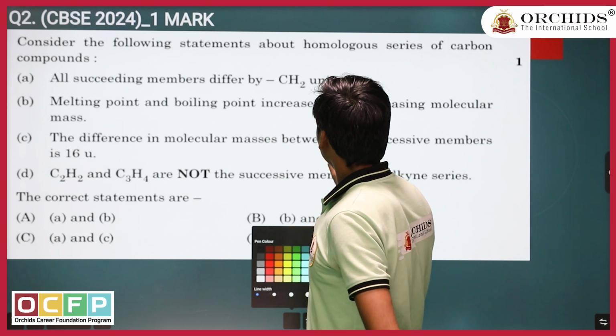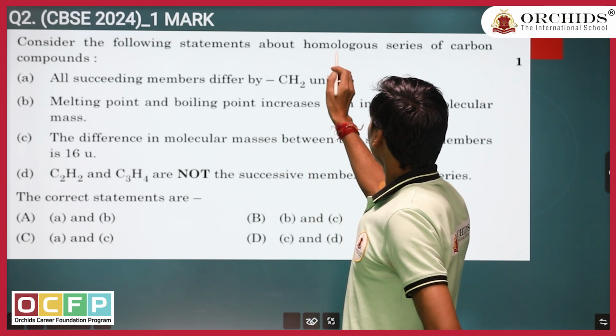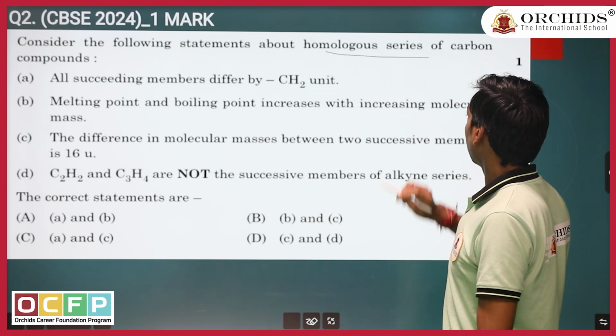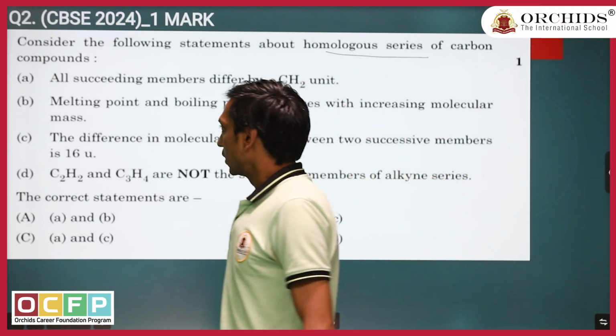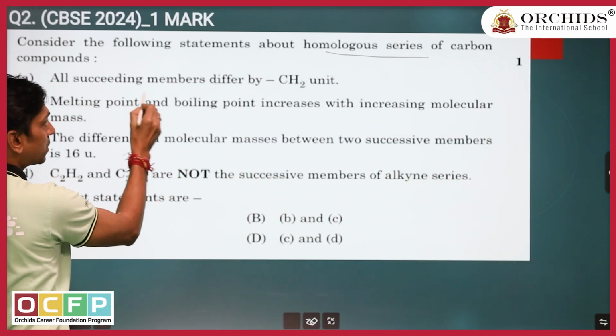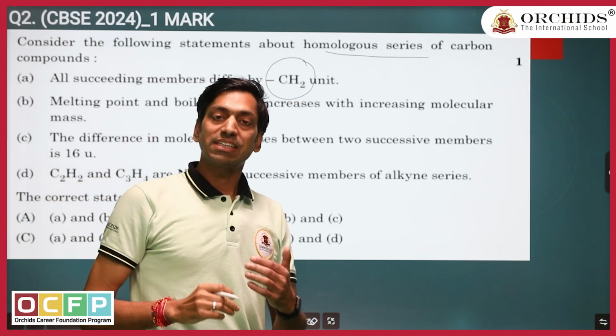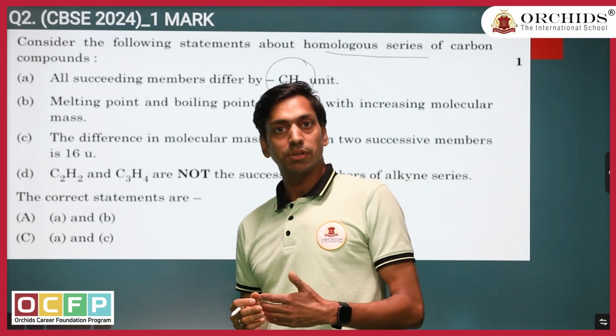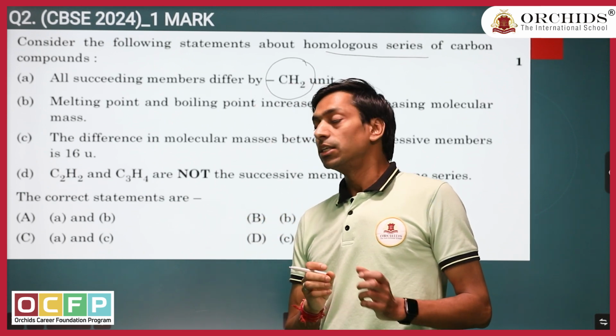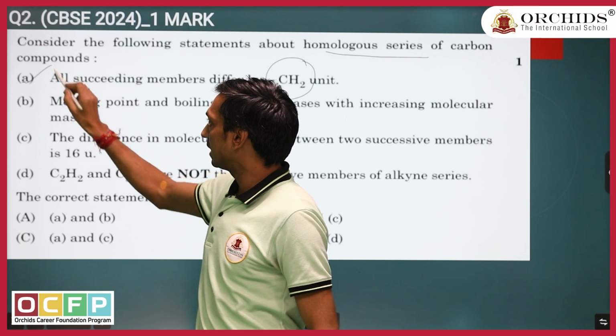Now consider the following statements about the homologous series of carbon compounds. The first point: the succeeding members of a homologous series differ by CH2. That's correct. In a homologous series, consecutive members differ by the formula unit of CH2. So option A is correct.